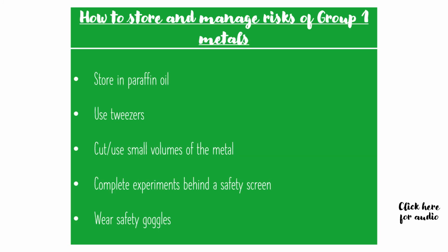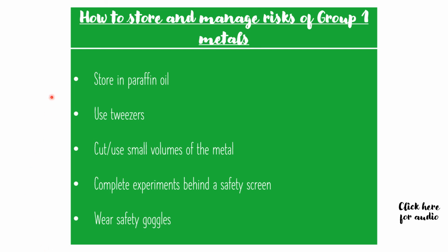The final thing we have to do today is fill in this box: how to store and manage risks of group 1 metals. This is a very common 6-mark question that comes up. It can be incorporated into short questions or into long questions, so it's really important that you learn it. When they ask you safety precautions in chemistry for a particular experiment or element, you've got to be specific. It's not enough to say tie hair back, tuck your tie in, put your stool under your desk. That's generic. That should be done already as good practice, so it's not considered a way to manage risks at GCSE.